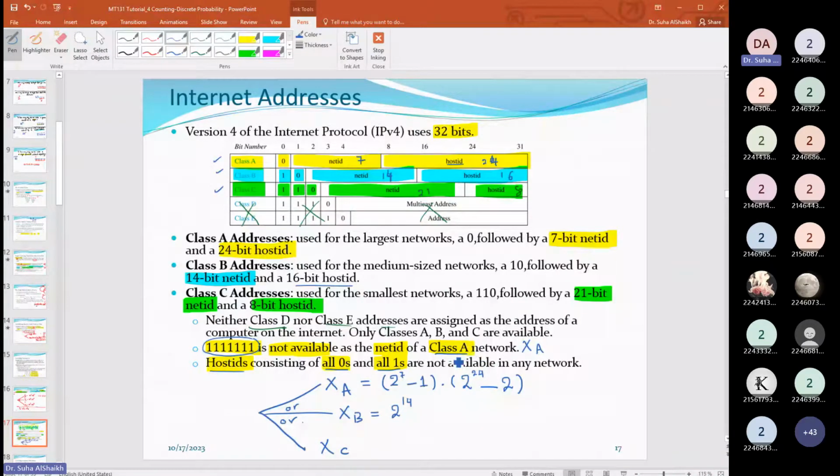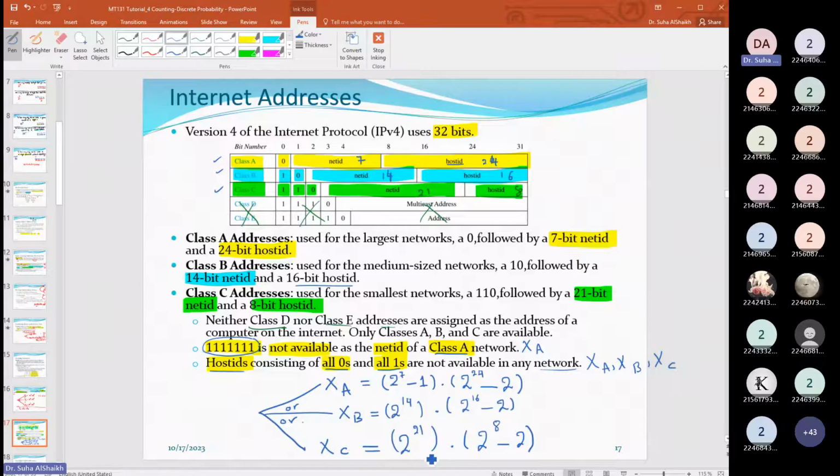And for the host ID, I have 16 places, so this is 2 to the power 16 and I'm going to subtract 2, because it says for all networks, meaning class A, class B and class C, I will exclude all zeros and all ones. For class C now, I have 110, then a 21-bit net ID, so this is 2 to the power 21 with no restriction. And for the host ID, this is 2 to the power 8, but I'm going to exclude 2 out of it. You got it?